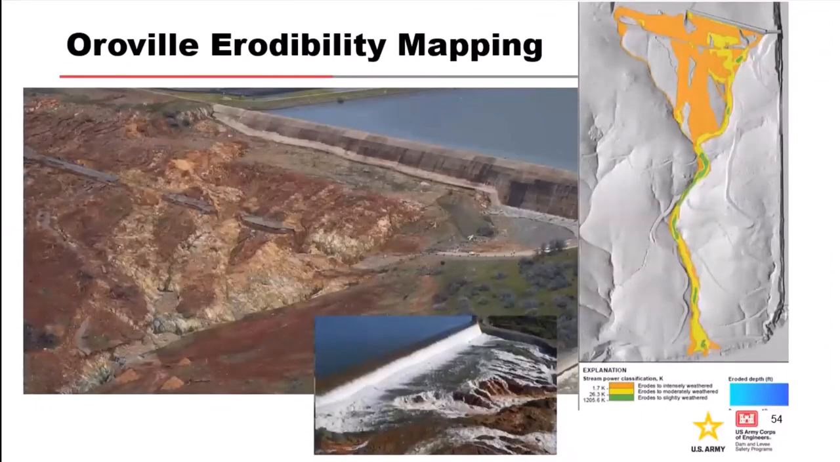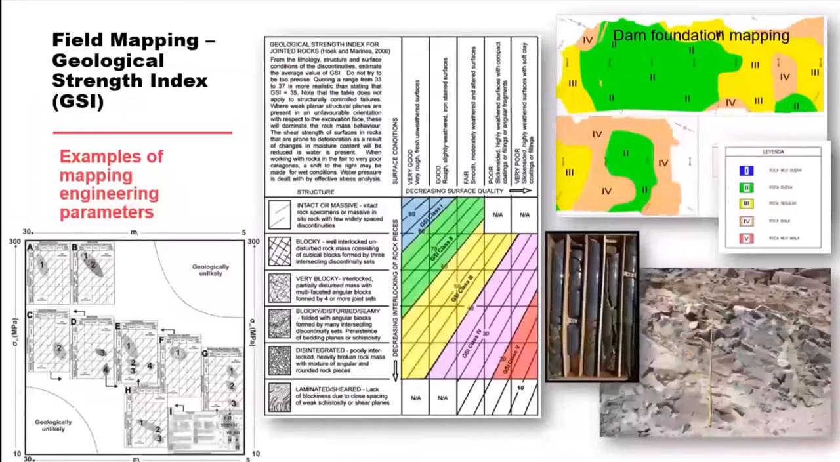This is a kind of cool map I got from a colleague who mapped the Oroville spillway based on the rock mass erodibility. They went into the field and assessed what types of material there were, the weathering, the moderately weathered and highly fractured, and then the fresh material, and they mapped it in the channel all the way up to the base of that overflow structure. So now they have a good sense of where the erosion happened, why it happened, and they can track those erodibility zones across the site.